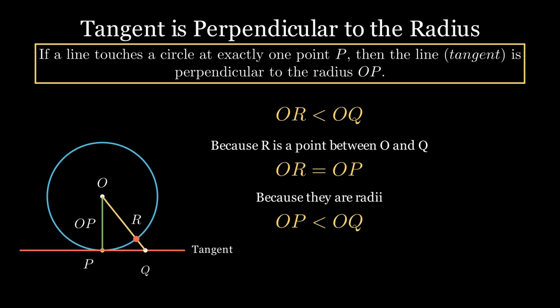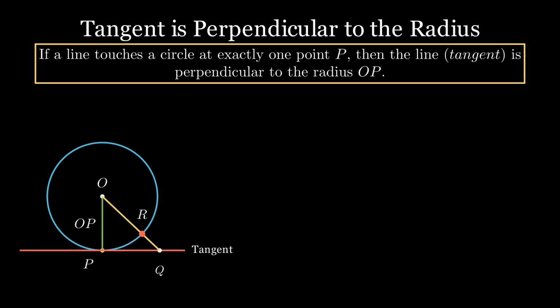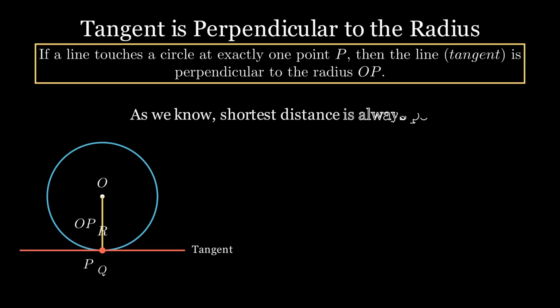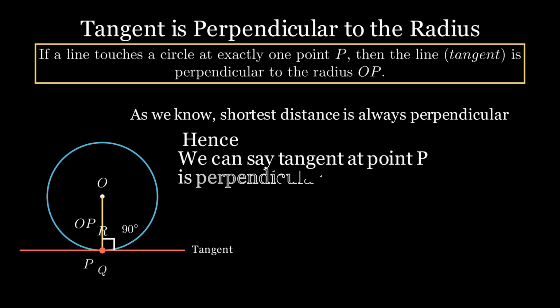As we previously mentioned, Q is any point on the tangent. Therefore, among all line segments drawn from the center of the circle to the tangent line, the segment OP is the shortest. As we know, the shortest distance is always perpendicular. Hence, we can say the tangent at point P is perpendicular to the radius OP.